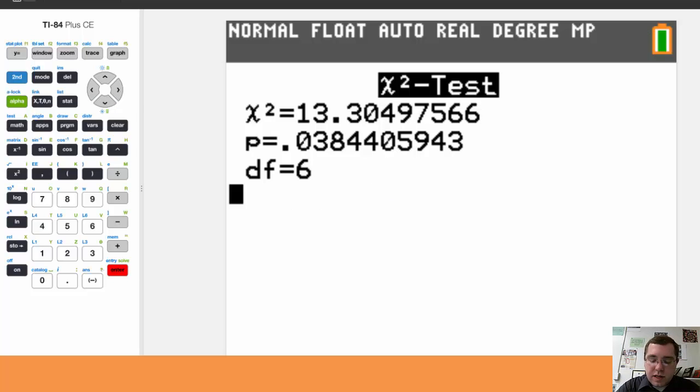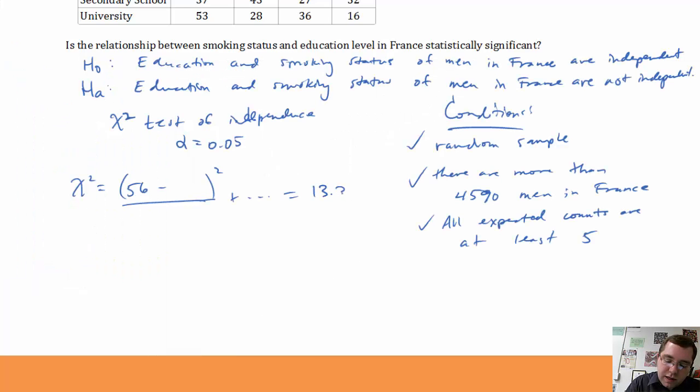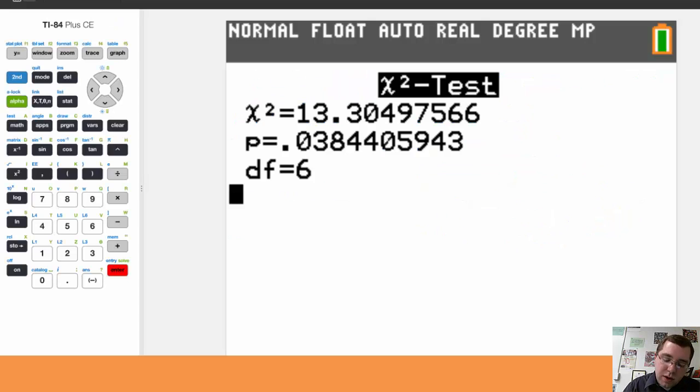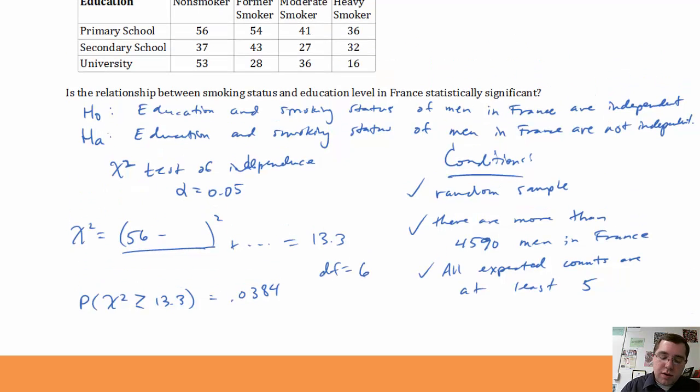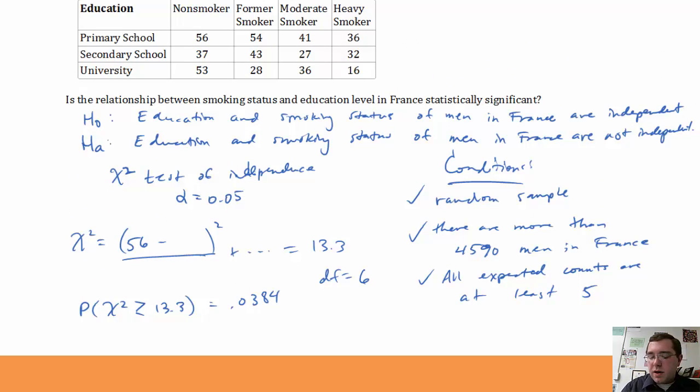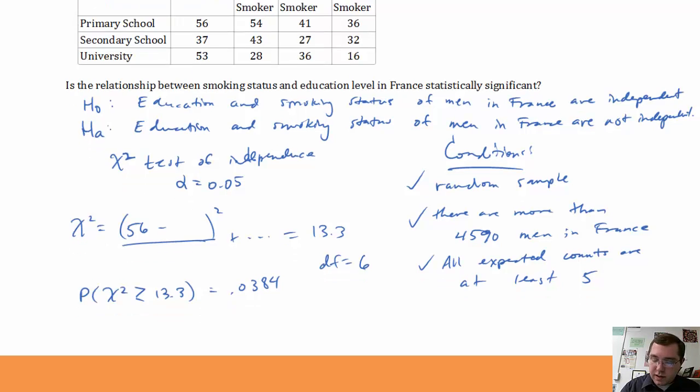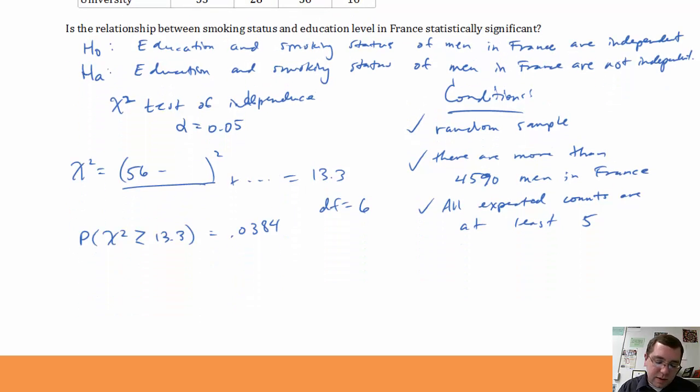Chi-squared statistic is 13.3. The p-value is 0.0384. So 13.3 is the total for this. The p-value, which is the probability that chi-squared is greater than or equal to 13.3, was 0.0384 with the degrees of freedom 6, because there were 3 rows, which minus 1 is 2, and there were 4 columns, which is 4 minus 1 is 3. 3 times 2 is 6. Number of rows minus 1 times the number of columns minus 1.